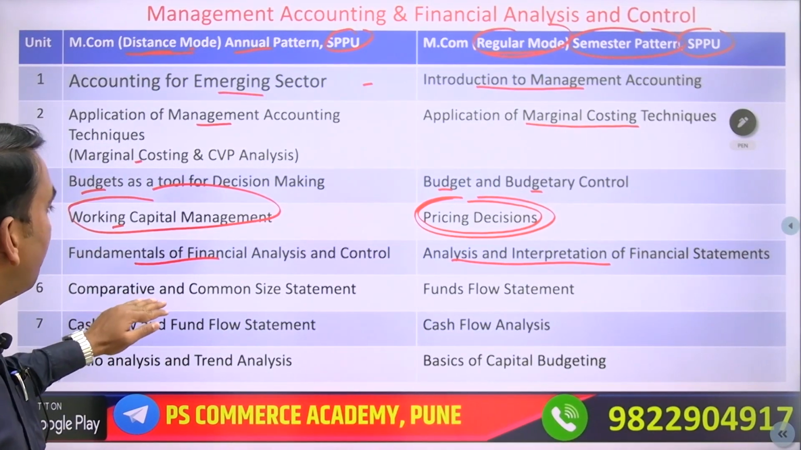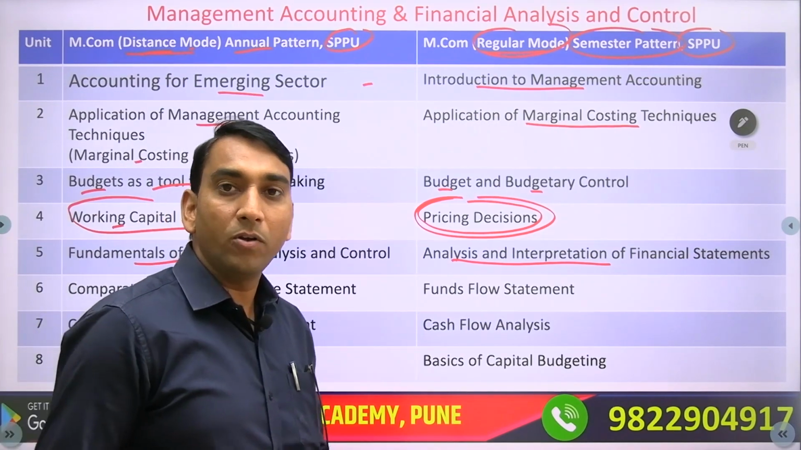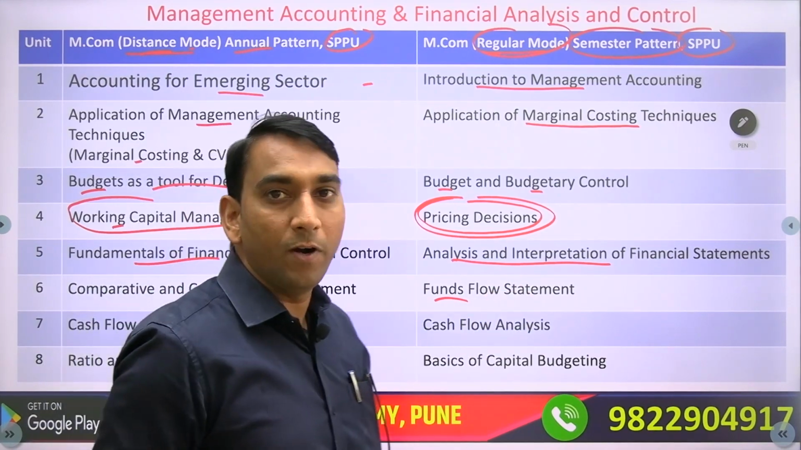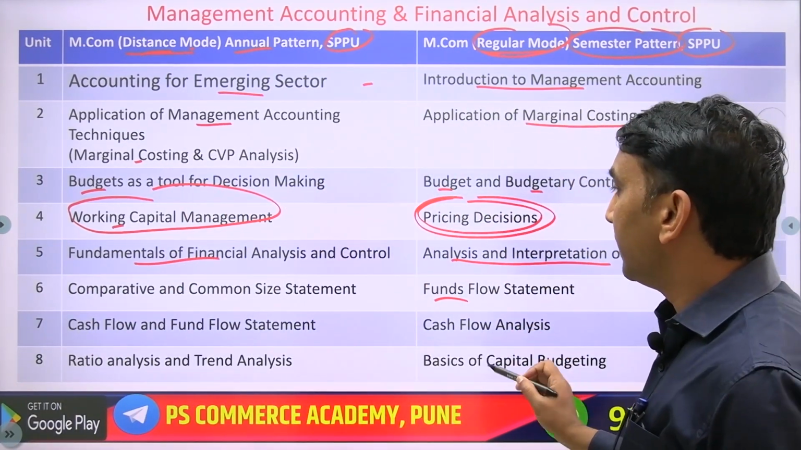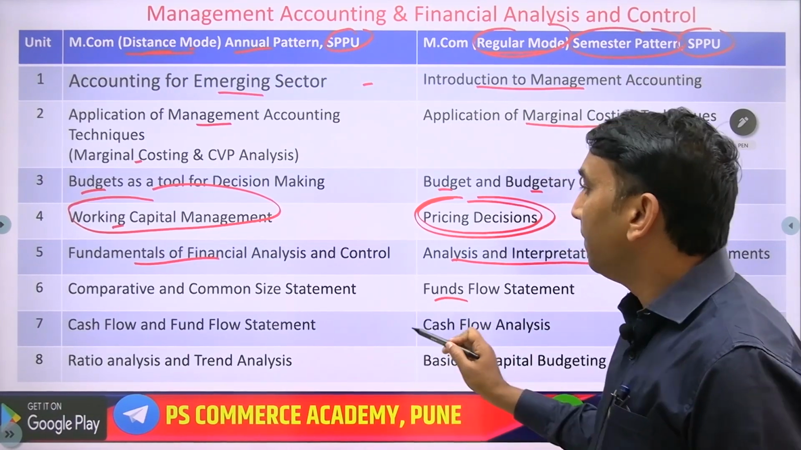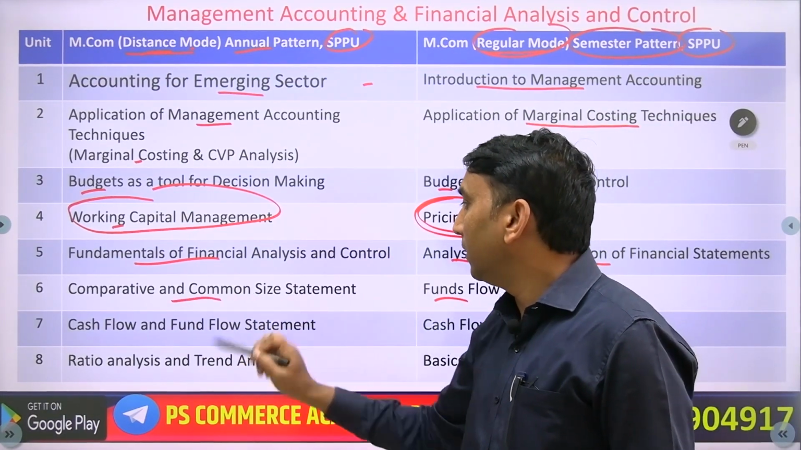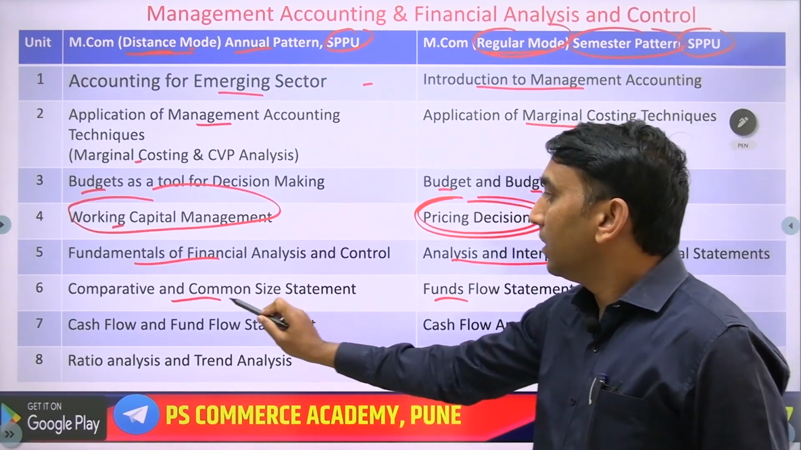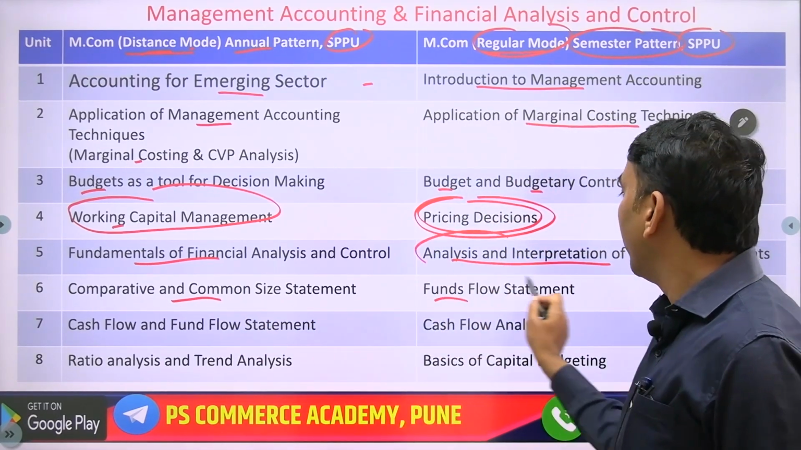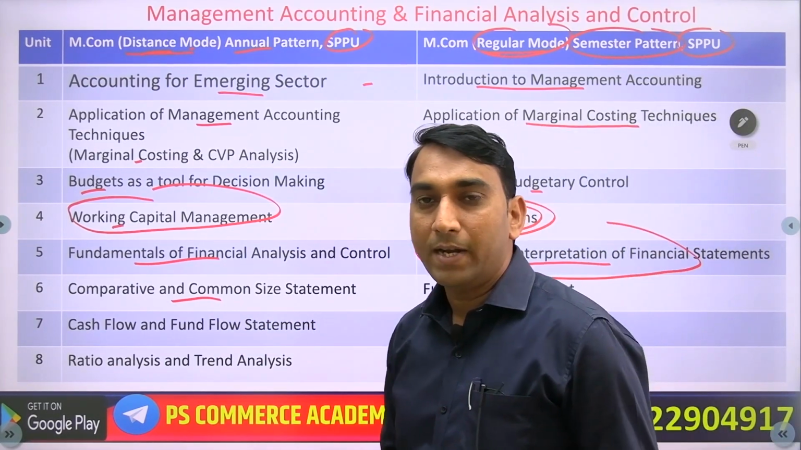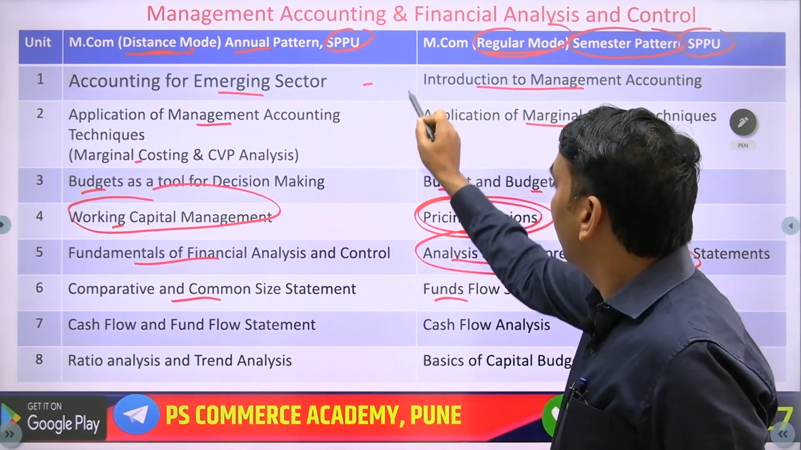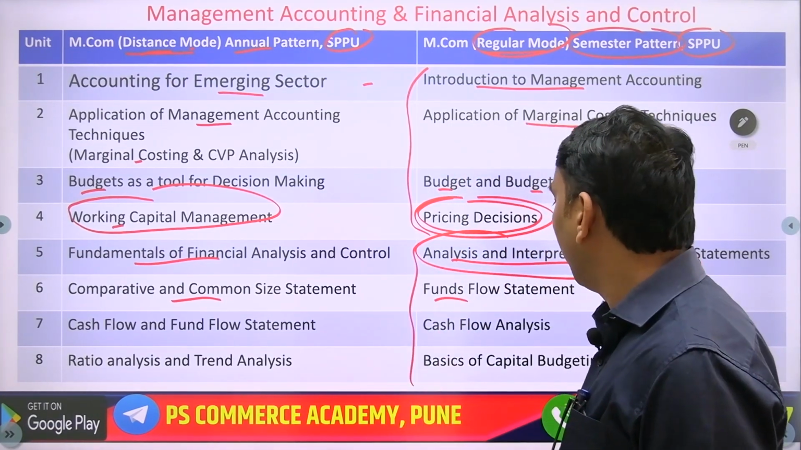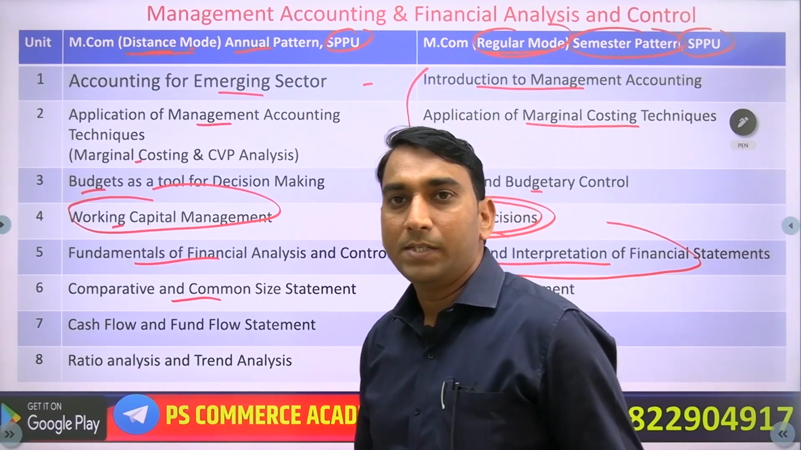Then next it comes to comparative and common size statement. Here in the regular mode we have the fund flow statement. So here also you can see that a little bit of variation is there. In the distance mode, common size and comparative statements are there, but in the regular mode these comparative and common size statements are covered in unit number 5 only, that is the first unit. This is actually, up to here is the one semester, MCOM part 1 semester 1, and from here the rest of the part is semester 2.